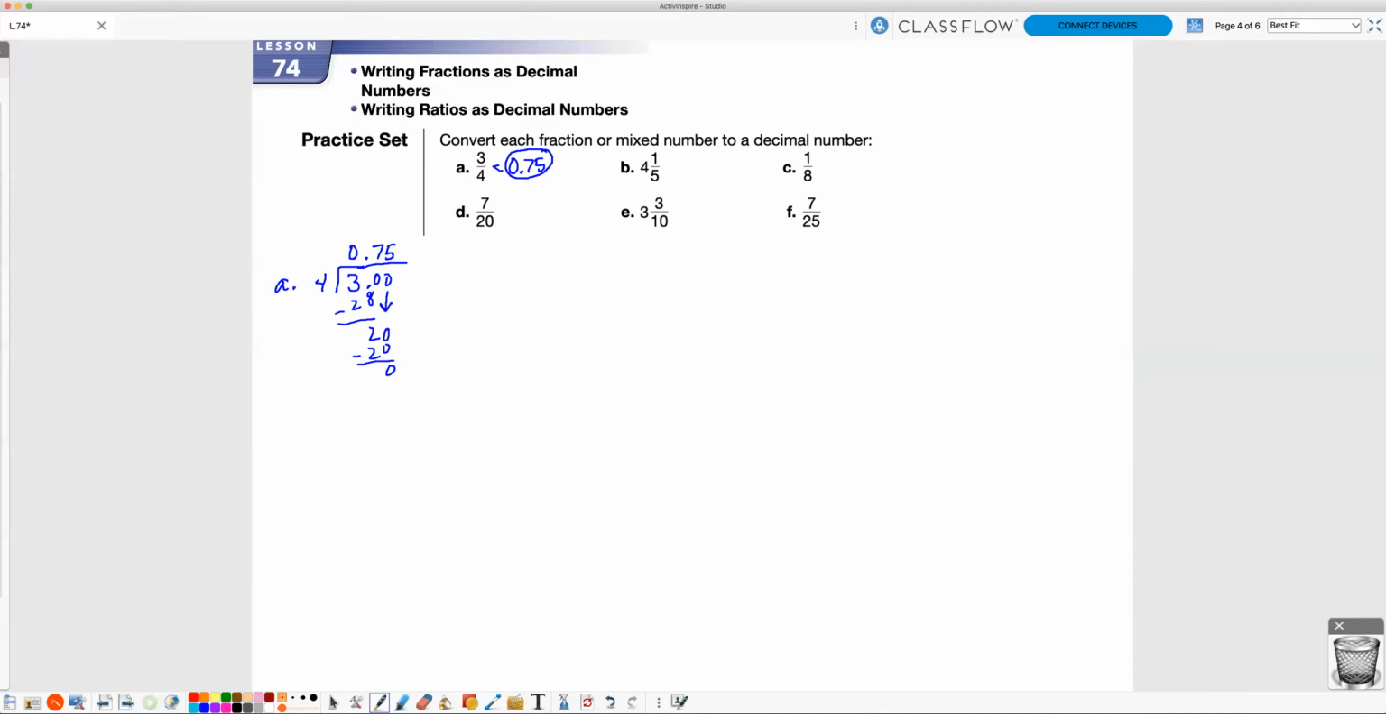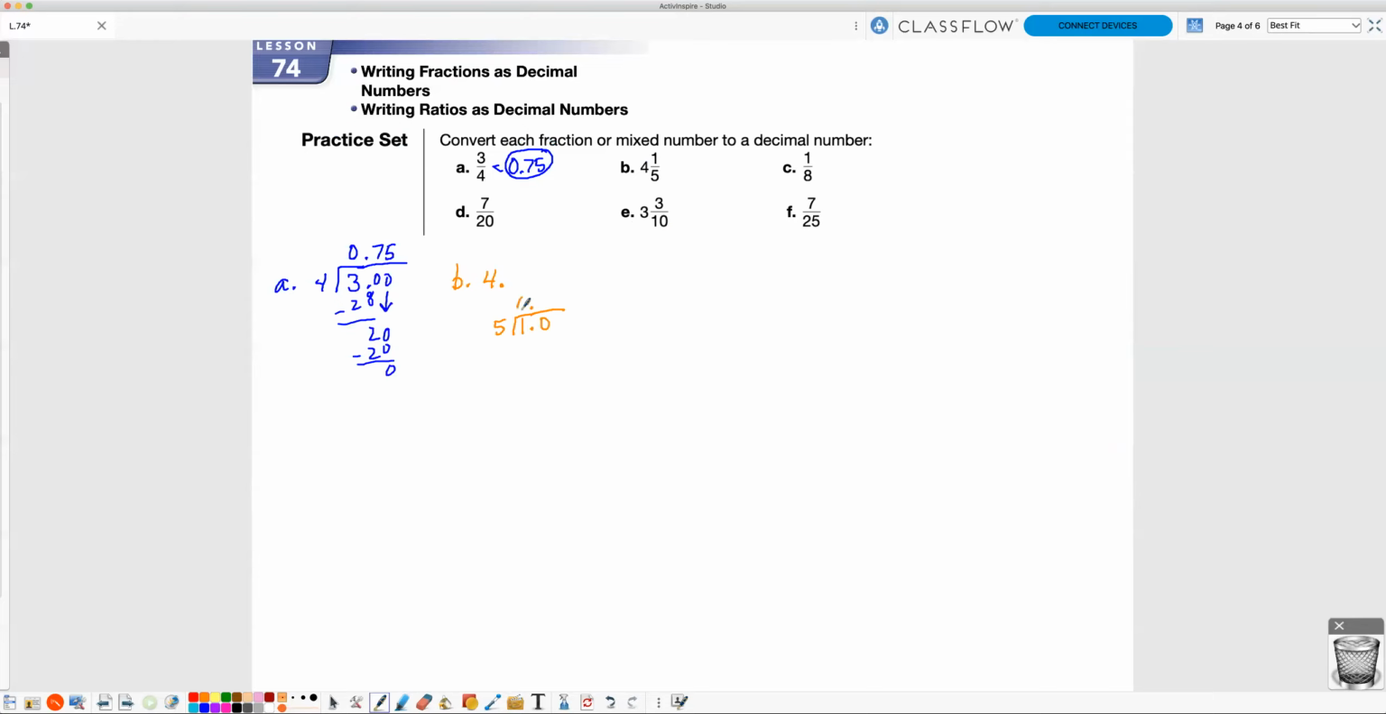Letter B, 4 1/5. So for letter B, you have 4 and the decimal. To find out what 1/5 is as a decimal, I need to divide 1 divided by 5. And I'm going to just add a decimal and a 0. This is still a value of 1. Decimal comes straight up in the answer.